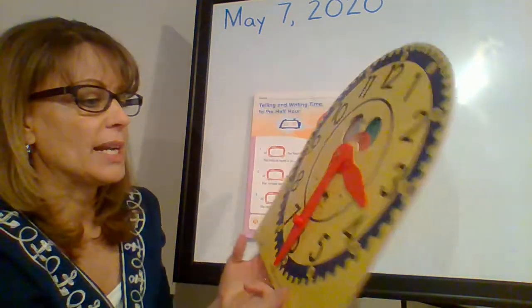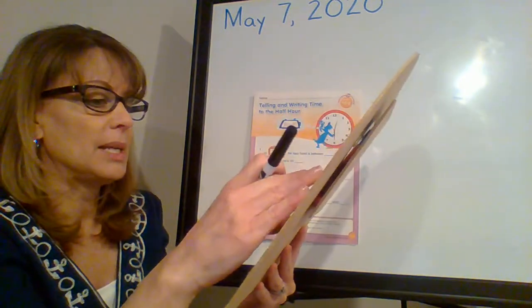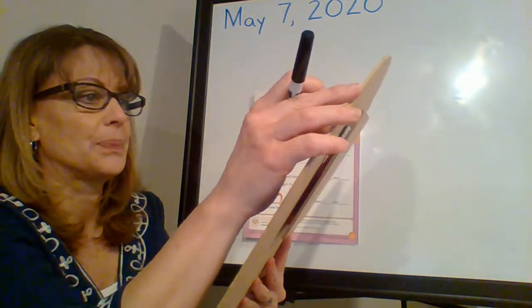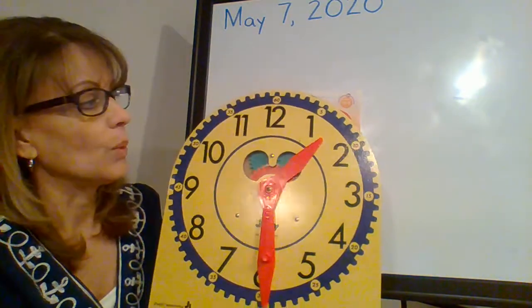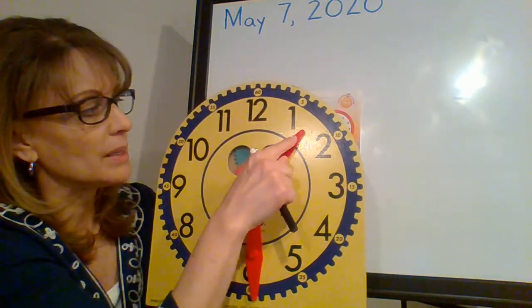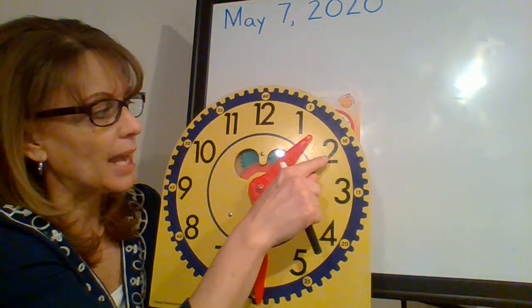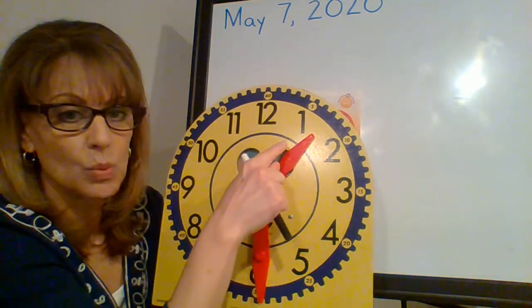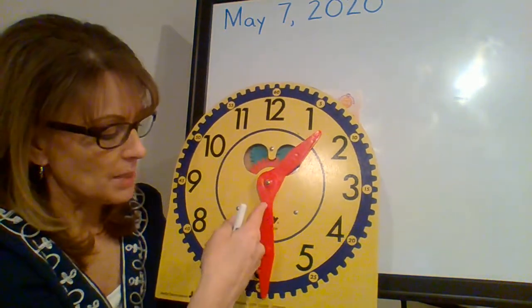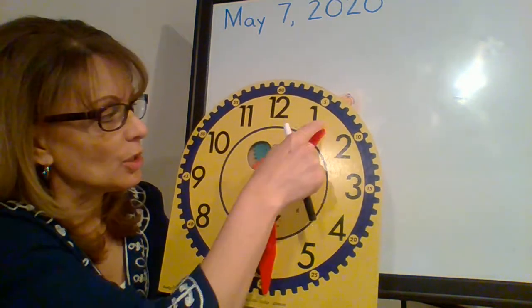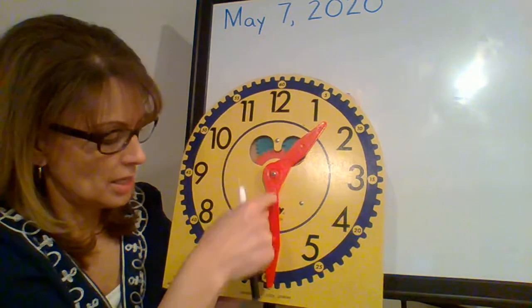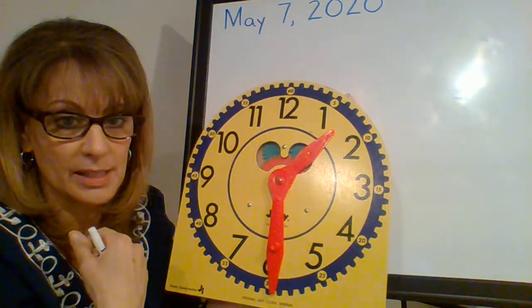So let's try another one. What time is this? Well, it's after the 1, but it hasn't made it to the 2 yet. So I know the hour is 1. And if the minute hand is straight down on the 6, we say 30. So this shows 1:30. Do you see that?